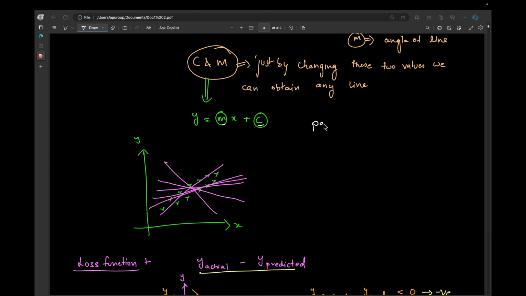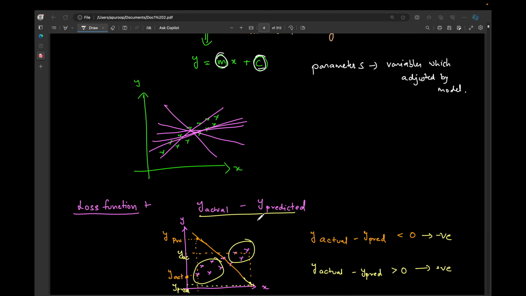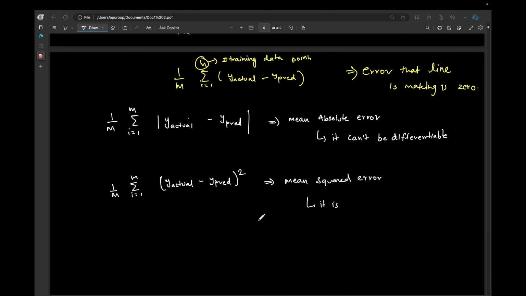So parameters are the variables which are adjusted by the model. Here m and c are the variables that are adjusted by the model. So we call m and c our parameters in the case of linear regression. Like that, in every algorithm, we'll have some specific number of parameters. Those will be adjusted.